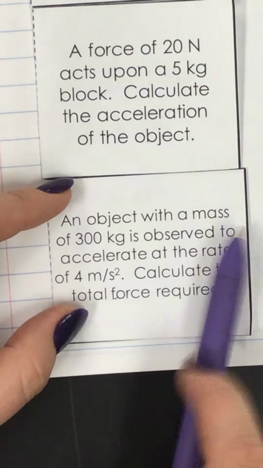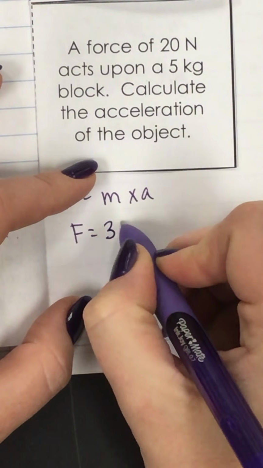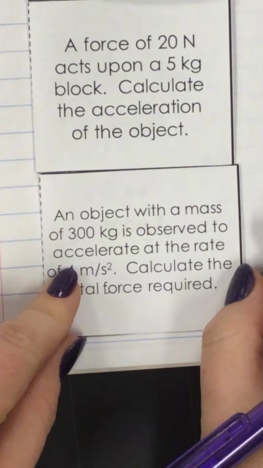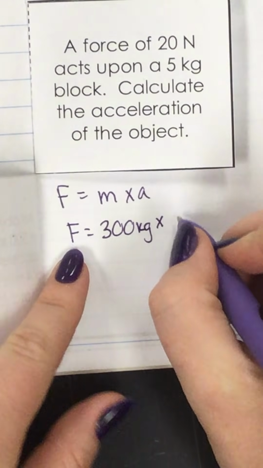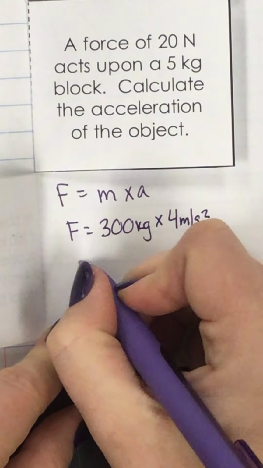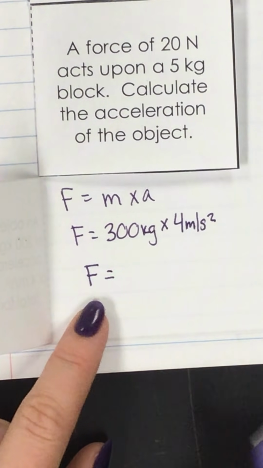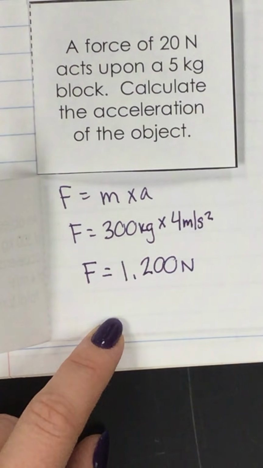We're looking for force. If we go back, an object with a mass of 300 kilograms. So this M, we're going to trade out for a 300 kg, times accelerated at the rate of 4 meters per second squared. So force equals, go ahead and put this in your calculator, and you should get 1,200 newtons of force.